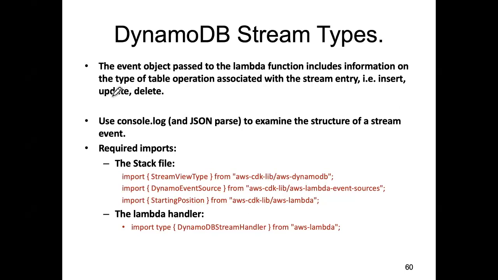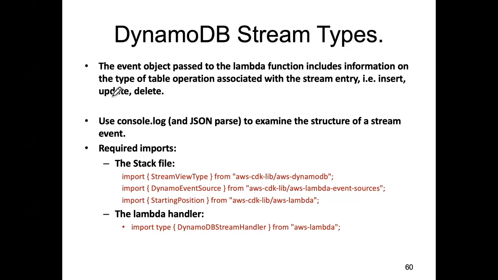What are we saying here? That the event object passed to the Lambda function includes information about the operation. Obviously, there are different types of operations that you can carry out on a DynamoDB table, i.e. CRUD operations: create, read, update, or delete. And which type of operation caused the state change in the DynamoDB table, that information is included in the log stream. And that may be of importance to you.